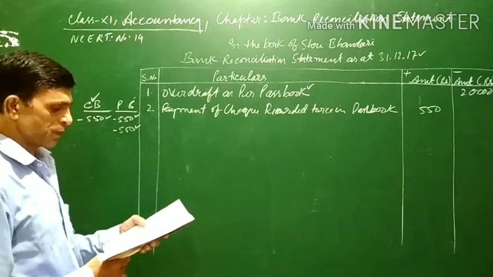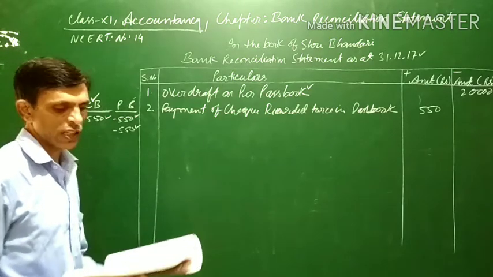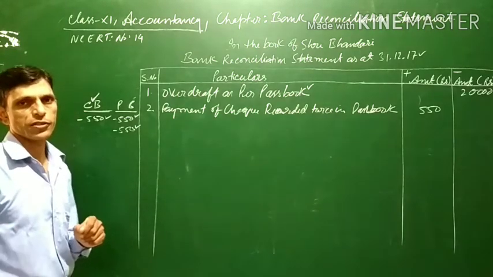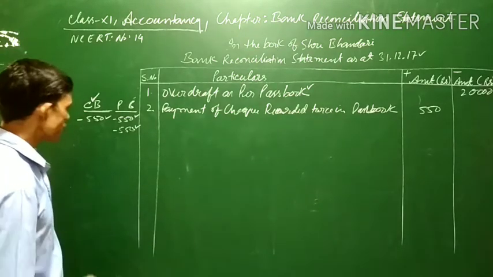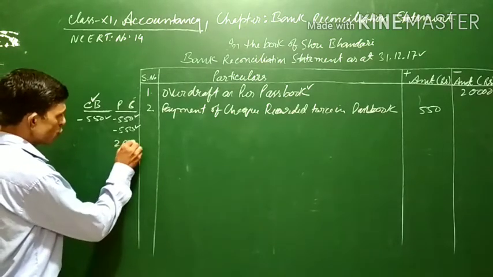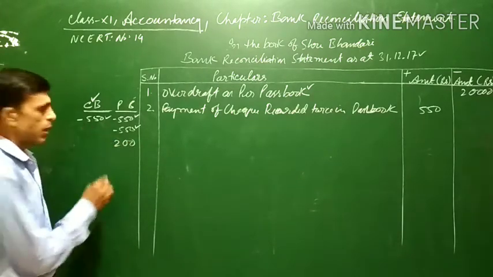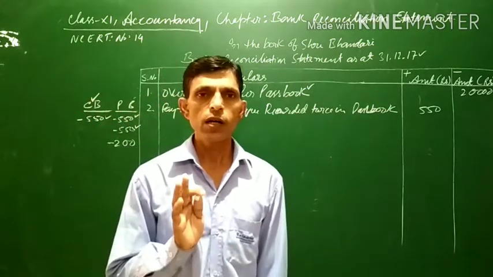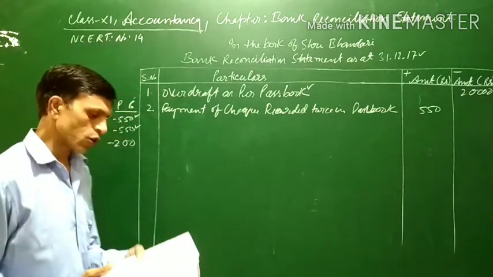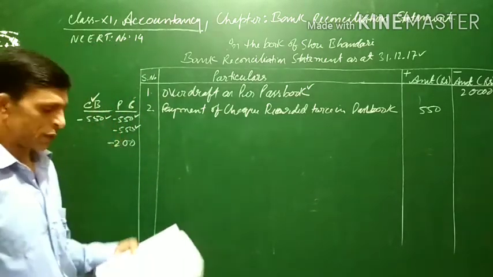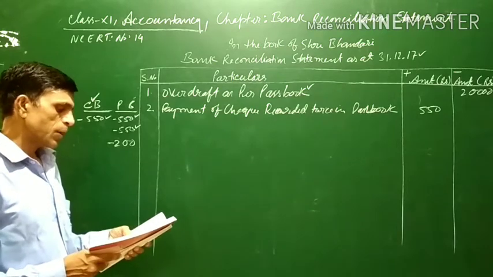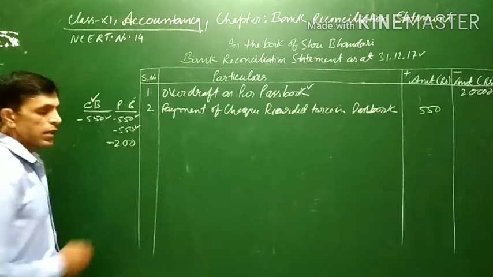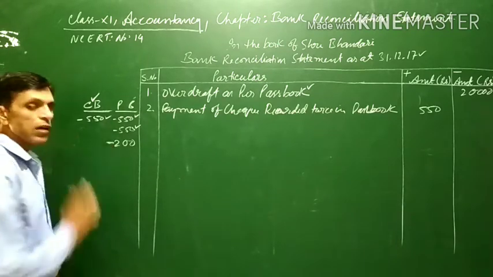Next is the withdrawal column of passbook, which is undercast by 200. It means 200 should have been shown as a deduction in the passbook. Withdrawal means the payment has been made. The withdrawal column of the passbook is undercast, meaning 200 minus should have been reflecting in the passbook.